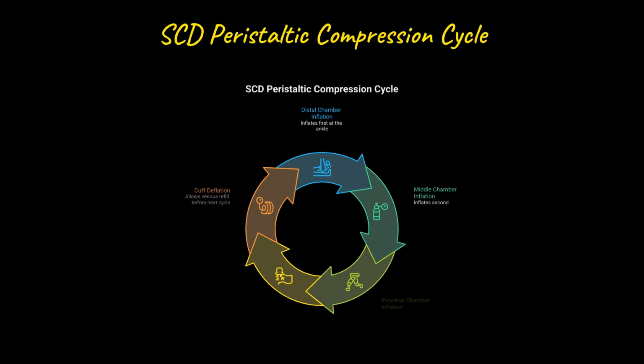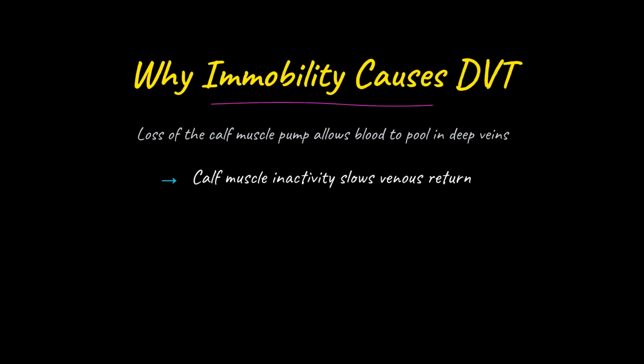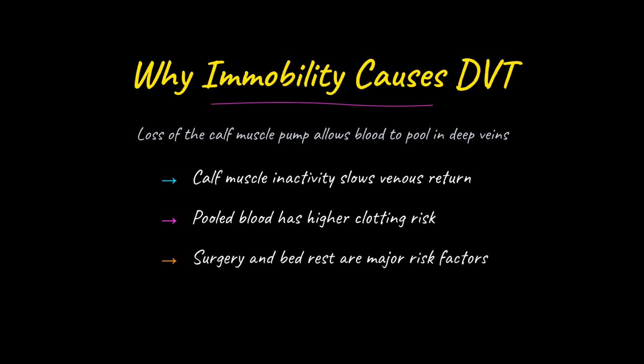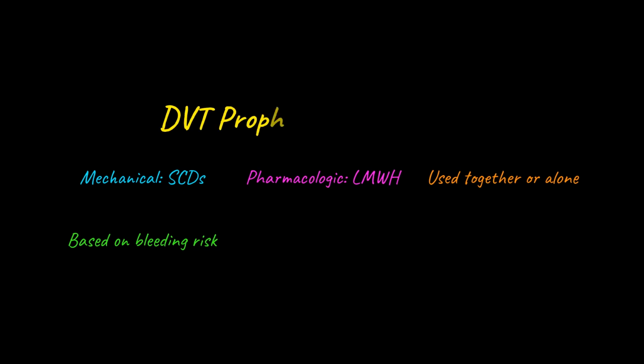The device inflates the distal chamber first, then the middle, then the proximal, generating a peristaltic wave that pushes venous blood toward the heart. The cuffs then deflate together, allowing the veins to refill before the cycle repeats roughly every minute. Normally, walking contracts the calf muscles and squeezes blood back toward the heart. Immobility eliminates this pump, slowing venous return and letting blood pool. Pooled blood is far more likely to clot, making post-operative and bed rest patients especially vulnerable.